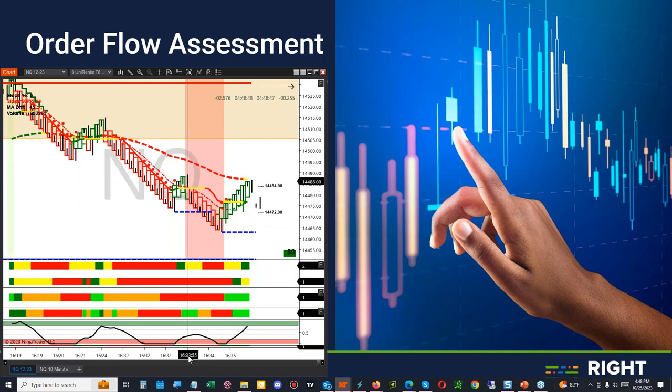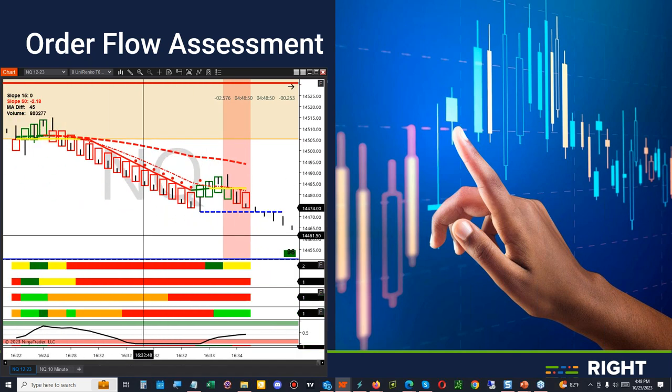Okay. So you see the outline of the candle. The outline of the candle is telling you, a red outline is telling you that the delta in this candle is negative. I like to keep things simple. There's more sellers than buyers in this candle. This candle, there's more buyers than sellers. Easy peasy, just like keeping it super simple, right?